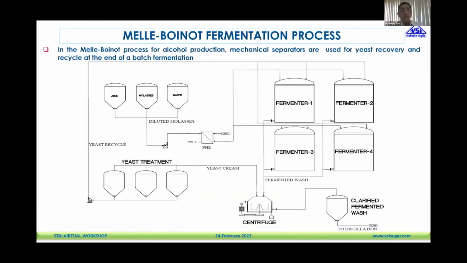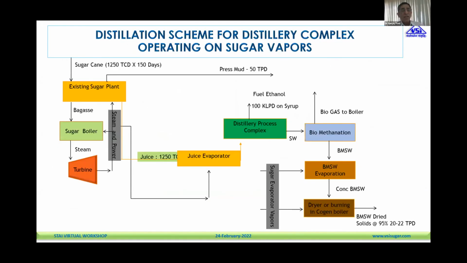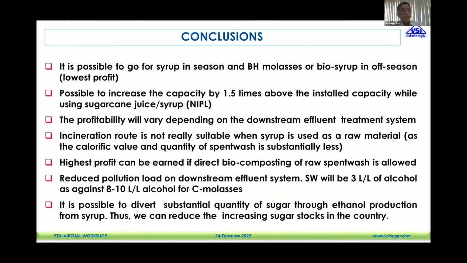Okay, so I think I can skip some of these slides and come directly to the conclusion. It is possible to go for syrup in season and BAV molasses or biosyrup in off season. It is possible to increase the capacity by 1.5 times above the installed capacity while using sugarcane juice or syrup. The profitability will vary depending on the downstream effluent treatment system. Incineration route is not really suitable when syrup is used. Highest profit can be earned if direct biocomposting of raw spent wash from syrup is allowed. There will be reduction in the pollution load.